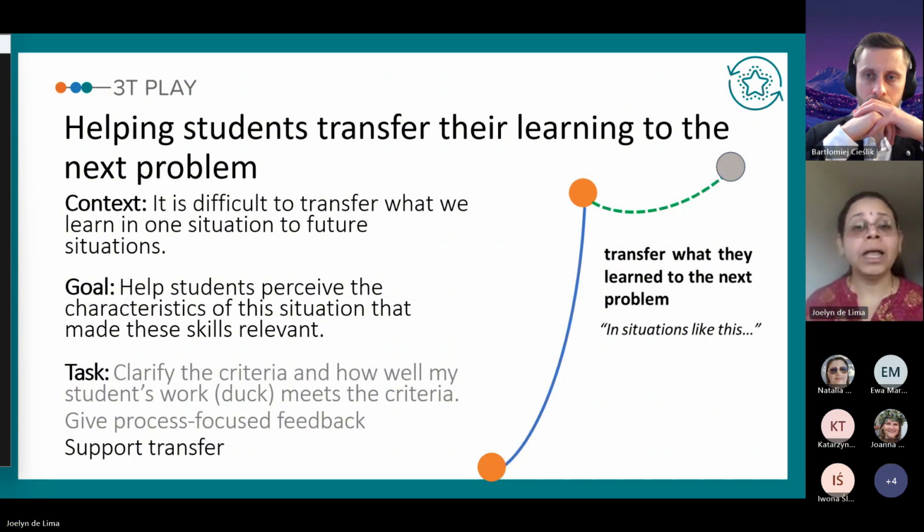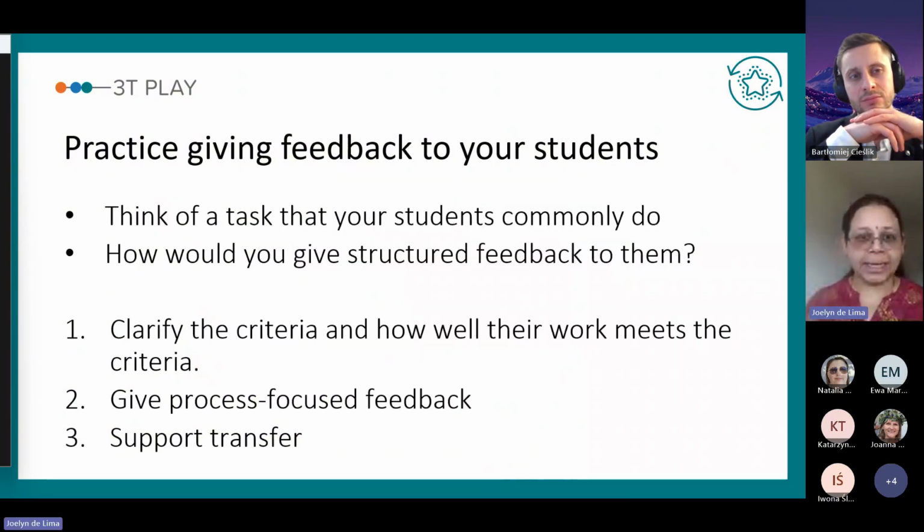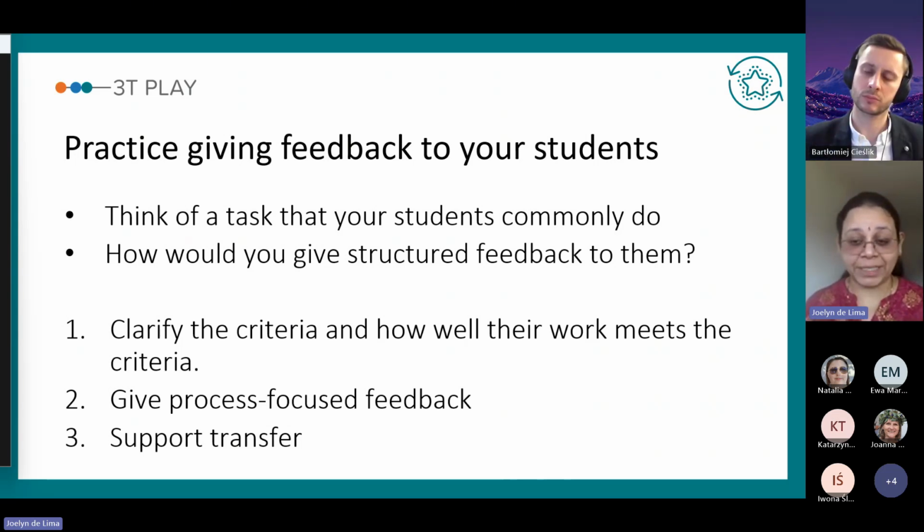So you've been doing a lot of feedback to my students. Now I would like you to work on giving feedback to your own students. So go back to that task that you had thought of, which you had written down at the beginning of this activity, because your students will probably never build Lego bricks, but they will engage in tasks where you have to give them feedback.